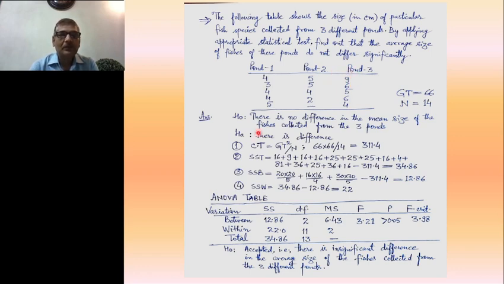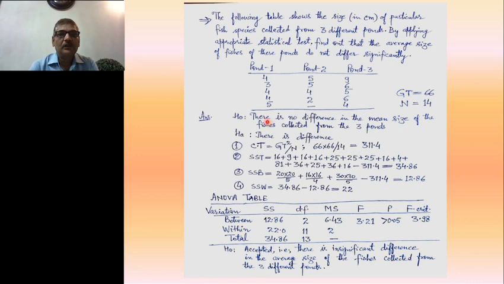So our null hypothesis will be H0, where H0 stands for the null hypothesis. So initially itself we hypothesize that there is no difference in the mean size of the fishes collected from the three different ponds. Whereas the alternate hypothesis would be that there is significant difference.